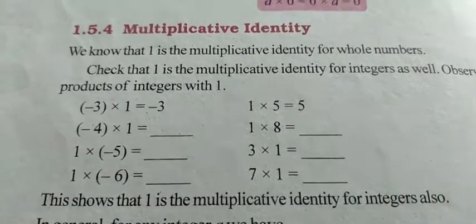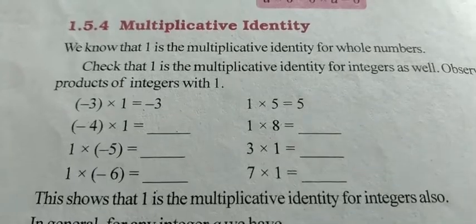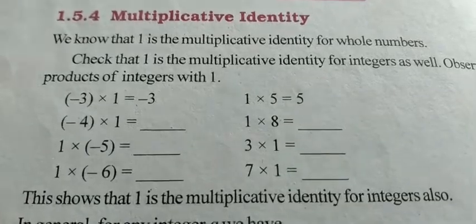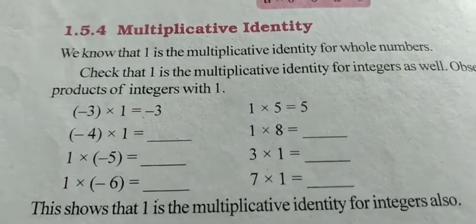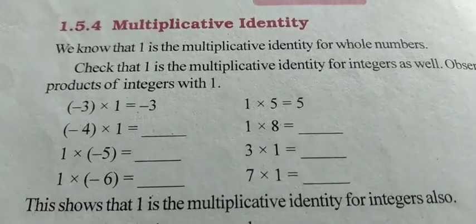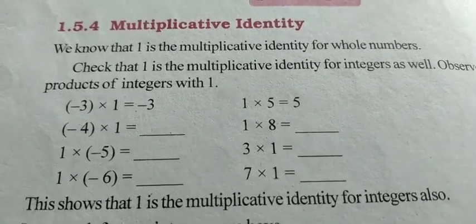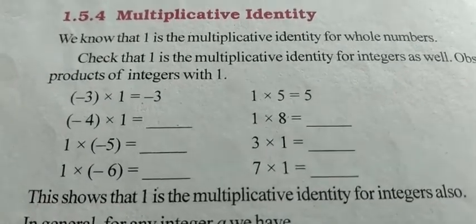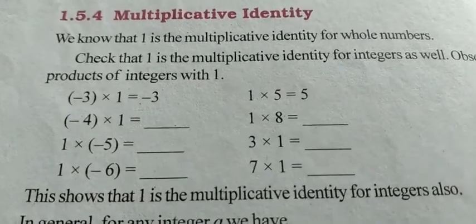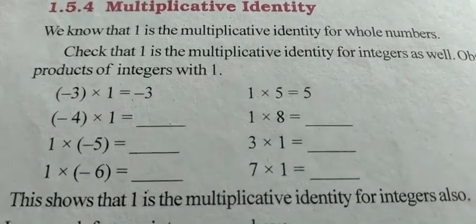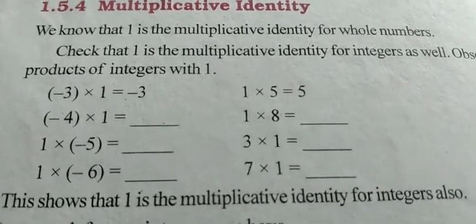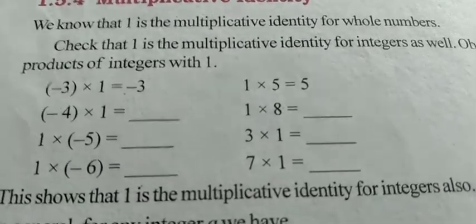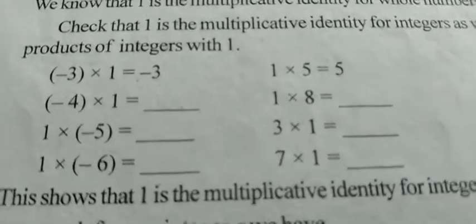Now next property, you can see multiplicative identity. In multiplication, on multiplying which number do you get the same integer? Suppose what I mean to say is, what number will you multiply with 5 to get the product 5, the number itself? It's 1. 1 is the multiplicative identity as it was for whole numbers and natural numbers. In the same way, 1 is also a multiplicative identity for integers.